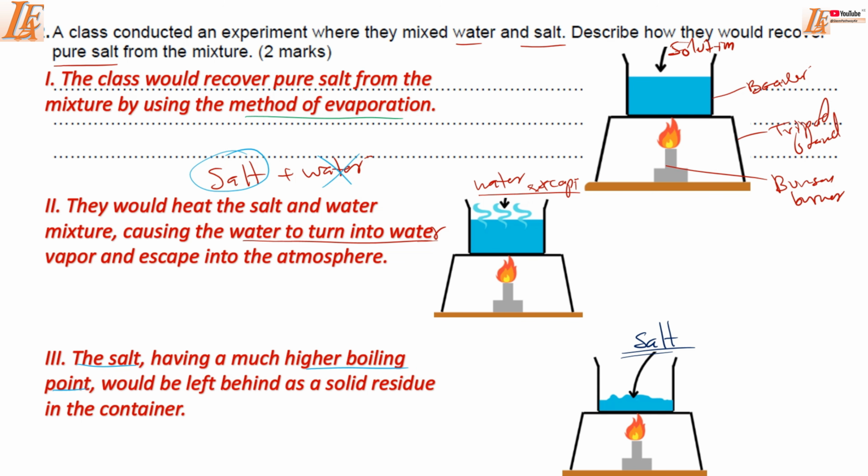So you explain this simply by first telling us the method of separation, that is the evaporation method. Then you describe how the evaporation method can be used to separate. You heat, the water will turn to vapor and escape to the atmosphere. Then you remain with pure salt inside the beaker.